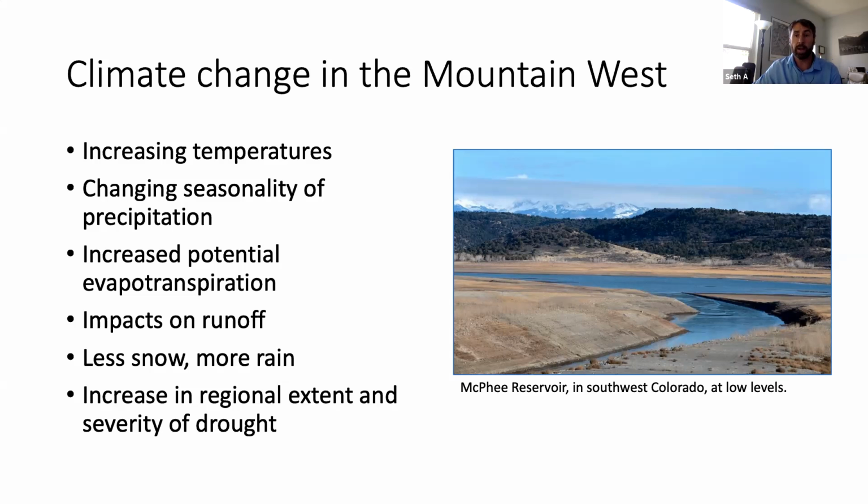How those three factors, temperature, precipitation, and potential evapotranspiration, will impact runoff. In general, in this region, we'll see less snow and more rain. And there are also projections to be an increase in the regional extent and severity of drought.